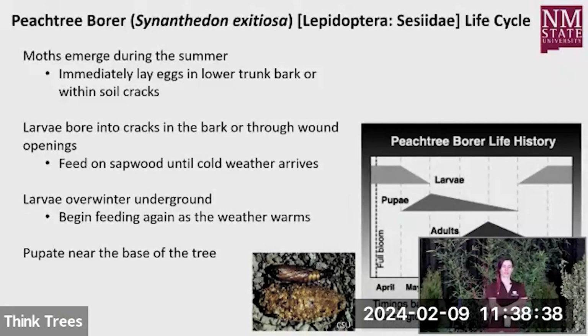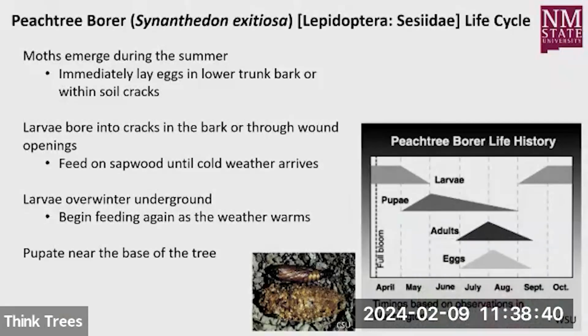So the moths emerge during the summer, and they immediately lay eggs in the lower trunk bark or within soil cracks. And then the larvae will bore into those cracks or through wound openings, and they feed on sapwood until cold weather arrives. And then the larvae will overwinter underground, and they begin feeding as soon as it warms up. And then they pupate near the base of the tree. So if you see those pupae like this, definitely remove them.